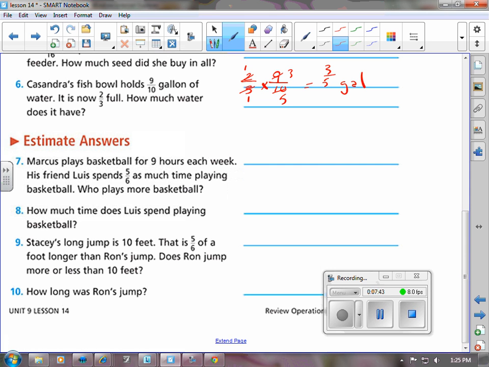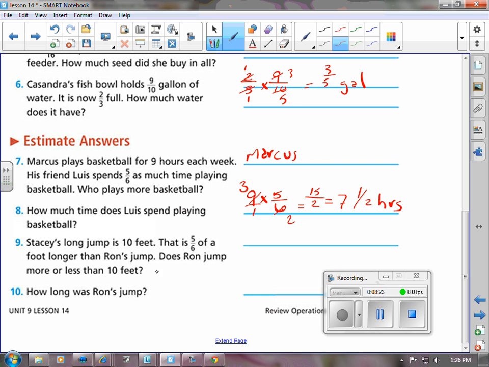Marcus plays basketball for 9 hours each week. His friend Lou spends 1/5 as much time. Who plays more? Well, Marcus, right? Because his friend Lou only spends a portion of the time. Okay? How much time specifically does he spend? So now we're going to take 9 and multiply it by 5/6. Okay? 9 times 5/6. Put that over 1. I'm going to simplify. 15 over 2, simplify that down, 7.5 hours.